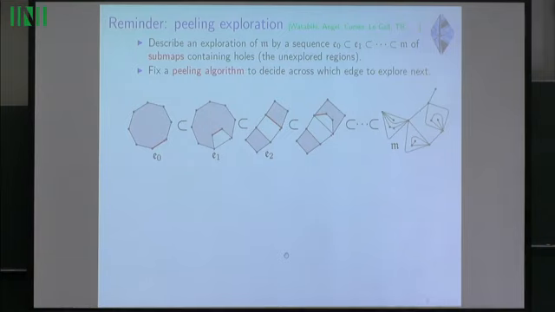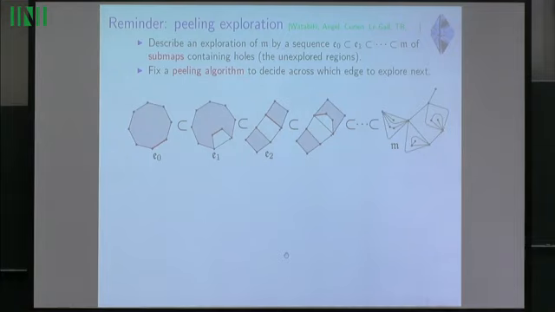And to do this, we fix a peeling algorithm, which, given such a planar map with the distinguished unexplored faces, returns to us an edge that is incident to one of these unexplored faces, one of these holes. And then we say that the peeling process, given such a planar map with a hole and an edge incident to the hole, reveals what sits on the other side of this edge.